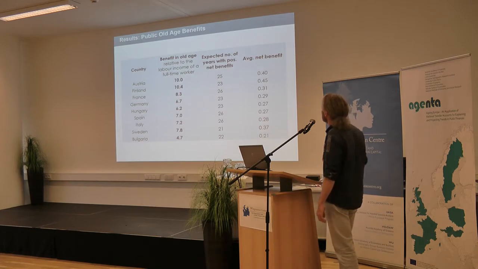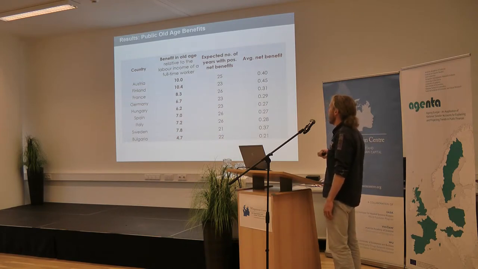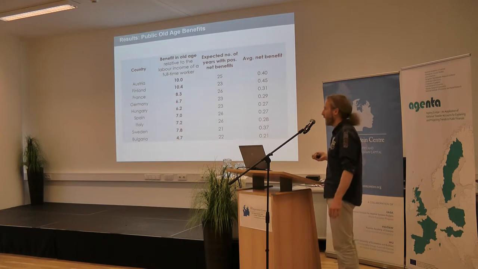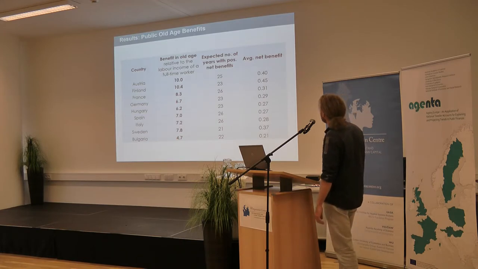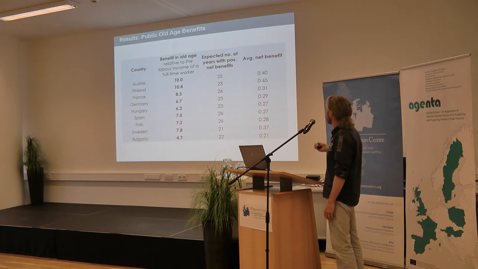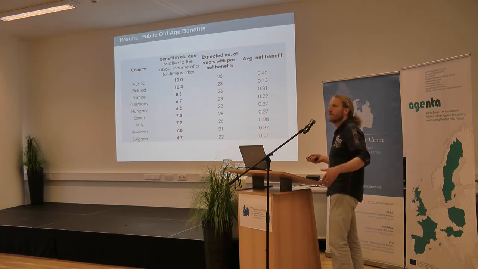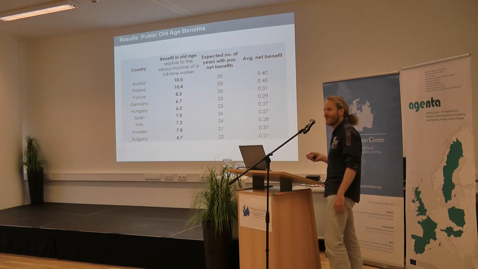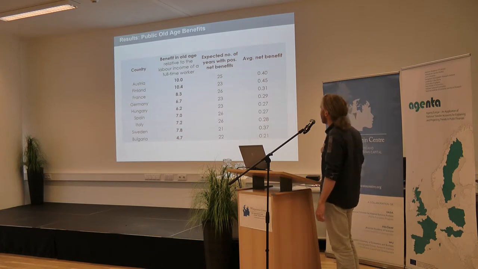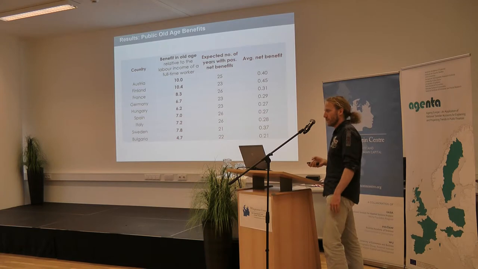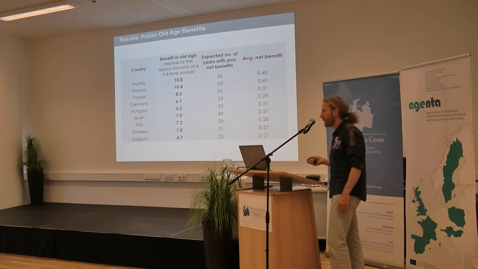And we can also compare the expected number of years with positive net benefits, which varies across countries. It's a bit lower in Sweden than in other countries because of later retirement age. And we see huge differences in the average net benefits. In Austria and Finland, for example, the public net transfers are to some degree more generous than in other countries, making up 40% of the income of a full-time worker.